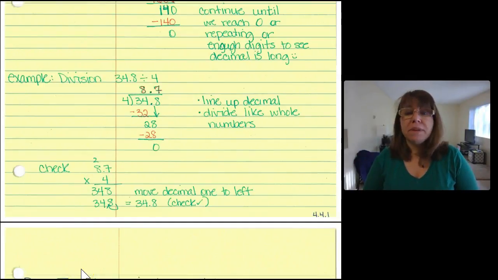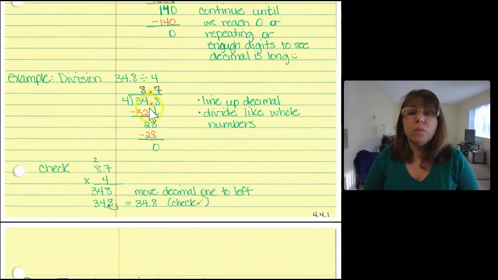Let's try another problem, but this time one of our numbers already has a decimal. So let's try 34.7. So our dividend has our decimal divided by 4. Now the first thing that we want to do when we set up the problem is carry our decimal up to our quotient. That's the first thing I do, bring it straight up. And then we have 4, then we just treat it like a normal long division problem. 4 goes into 34 8 times. 8 times 4 is 32. 34 minus 32 is 2.